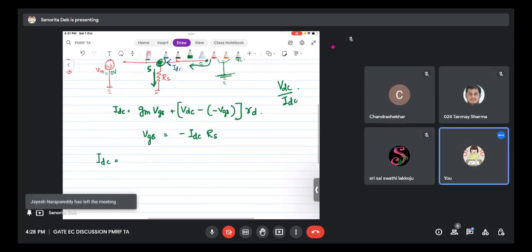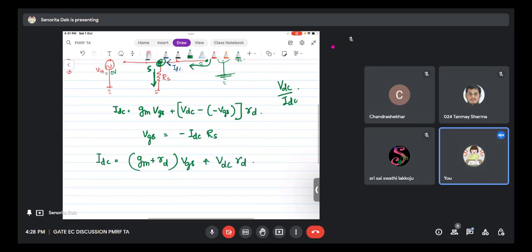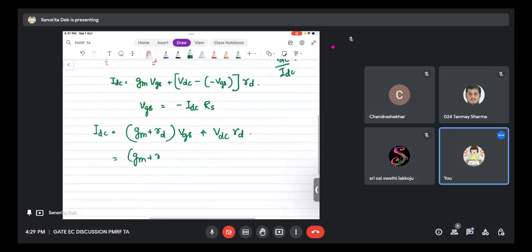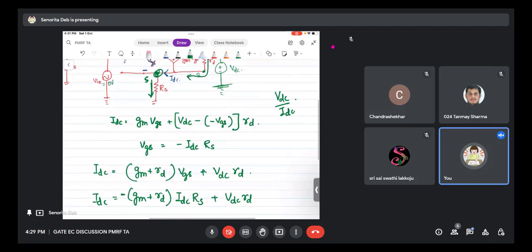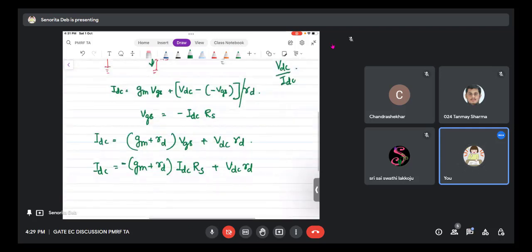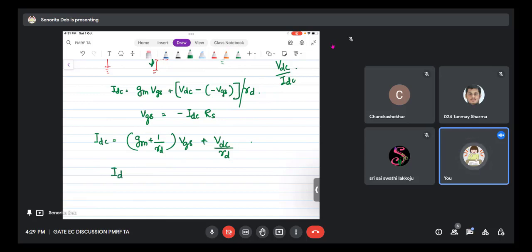IDC equals GM plus RD times VGS plus VDC into RD. Now you can put IDC RS with a minus sign. I'm doing some mistake again and again, and nobody's pointing out. This will be division. That's why I wasn't getting things. This is 1 upon RD. Voltage divided by resistance is current, not multiplied. I had multiplied, that's why it wasn't making sense to me. So now IDC is GM plus 1 by RD into VGS plus VDC by RD.